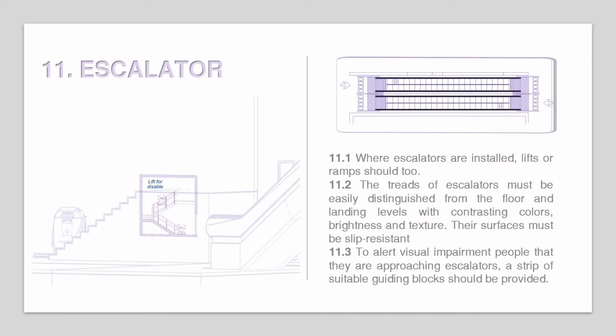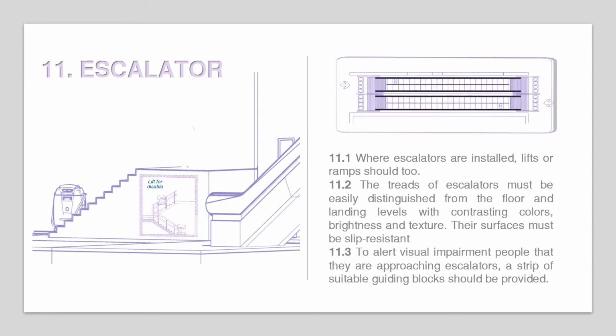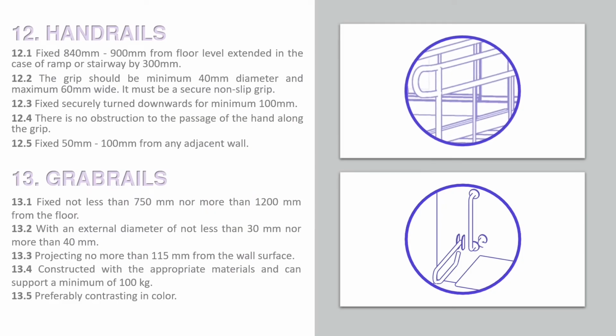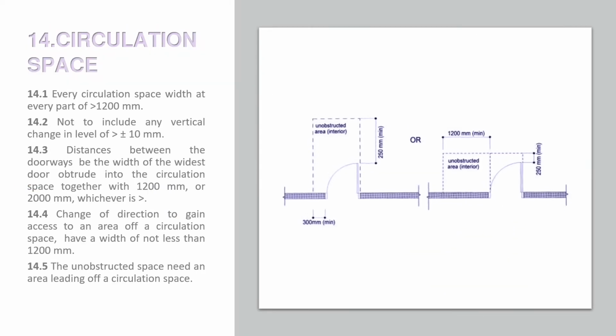The treads of escalators must have contrast in colors, brightness, and texture, and surfaces to be slip resistant. The guiding blocks should be detectable underfoot, provided to alert visual impairment people and to set adjacent to one another. The size should be 30 x 30 cm. Handrails and grab rails should be available at most public places. Every circulation space width at every part of more than 1,200 mm.